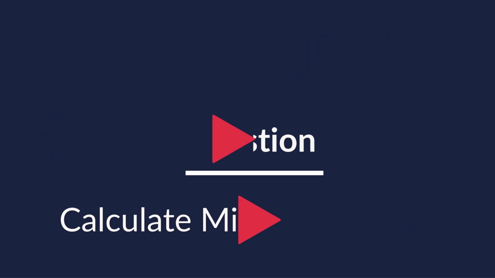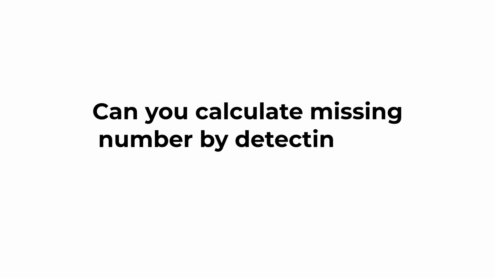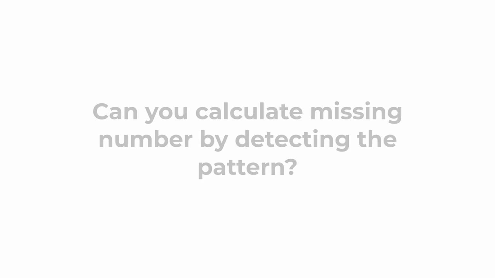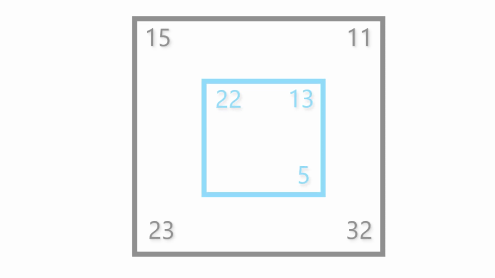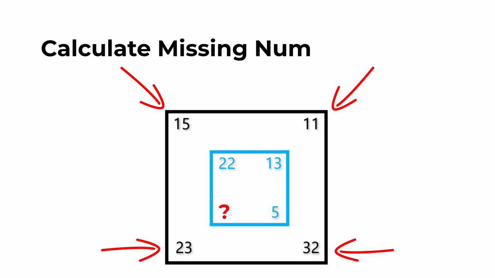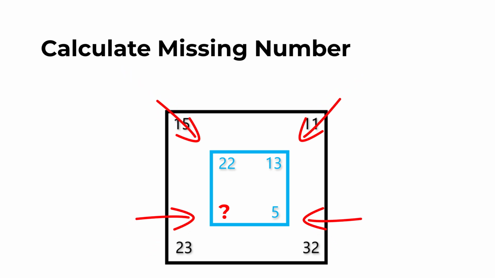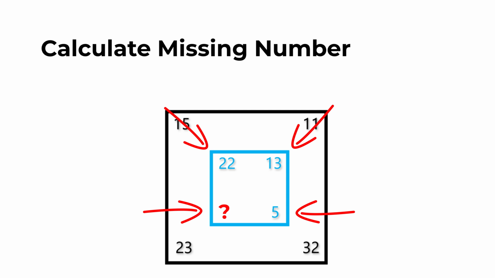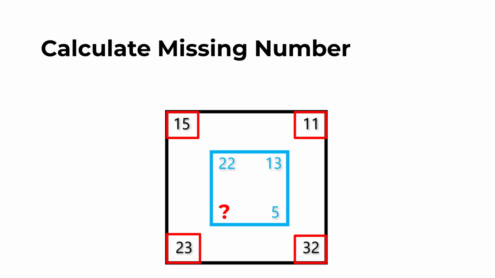This is a very interesting question which requires you to do calculations based on the pattern that you need to detect. You're presented with 2 squares. A small square is located inside the larger square. There are numbers in all corners of the larger square as well as in all corners of the smaller square. If we start looking at the numbers in the upper left corner and go clockwise, you see the numbers 15, 11, 32, and 23. In the smaller square, the numbers are 22, 13, and 5, and one number is missing, and this is the one that you need to calculate.